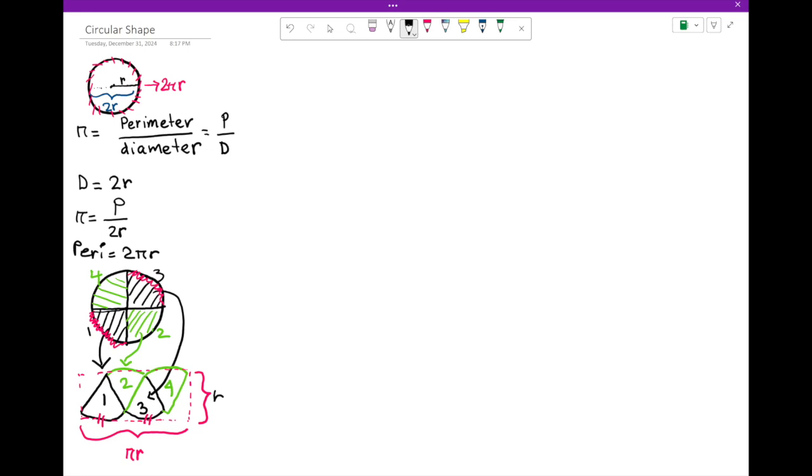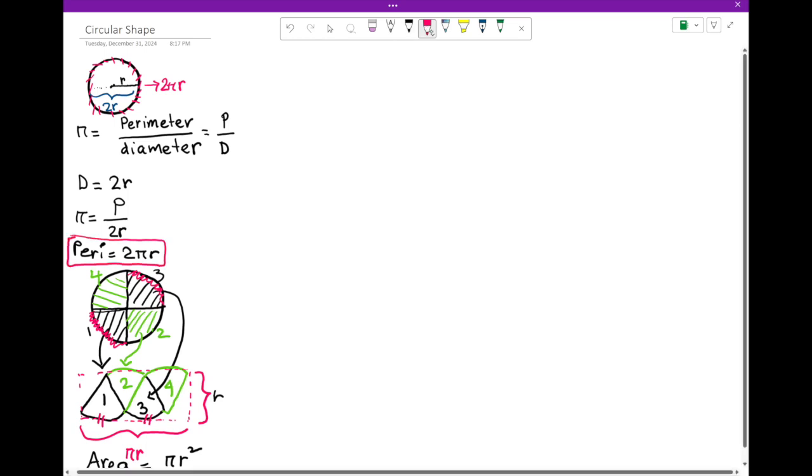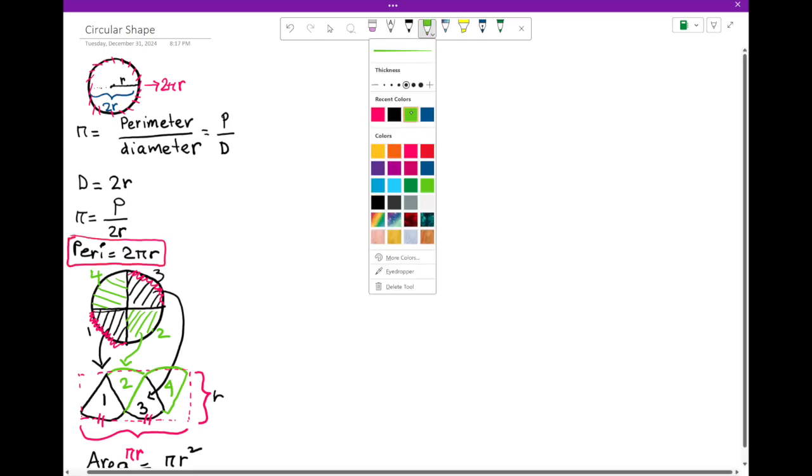And if it's a rectangle, we know the formula of the rectangle is length times width, so you get pi r square. So the area of the circle is pi r square. And if you can remember these two, then we can use this formula to derive some other formulas together. The area will move to the green color.